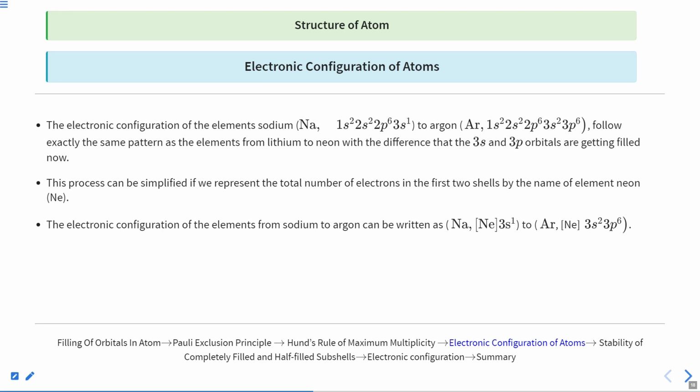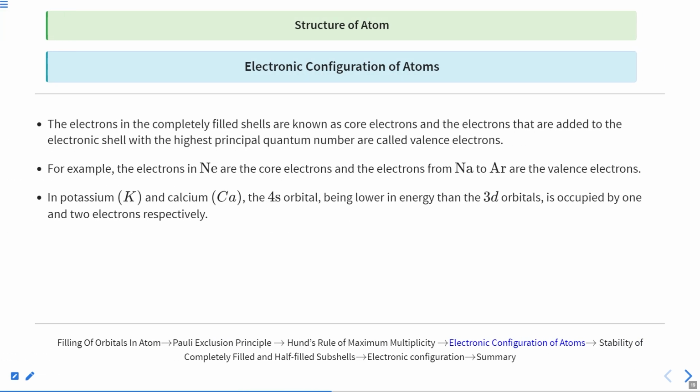So what are we doing here? We know the electronic configuration of argon is this. Instead of writing the whole configuration, we will simply write it as the noble gas in brackets, and then the remaining electrons are placed after it. Clear? For example, sodium has one extra electron other than neon, so you can write it as neon in brackets and then 3s1. Similarly, here we have neon, and that helps to write argon as neon 3s2, 3p6. Clear? So this is the electronic configuration. We write the electronic configuration in this way.